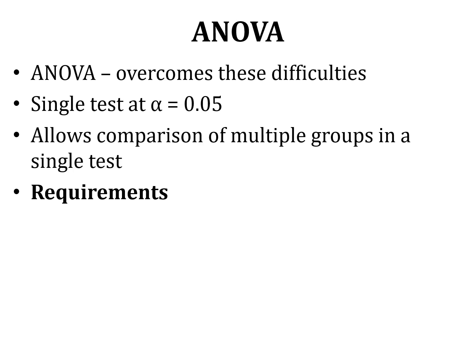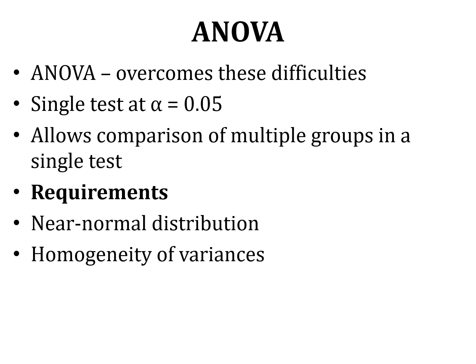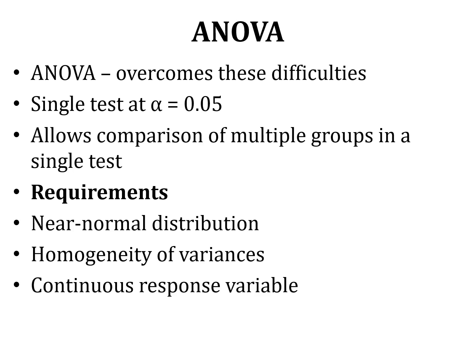Now, what are the requirements of ANOVA? The observations should have a near normal distribution. There should be homogeneity of variances, because if we are comparing the population means, then the population variances should be homogeneous. And there should be a continuous response variable. It means that the variable for which we are testing should be a continuous variable which is measured on the ratio or the interval scale, right? So it should be a continuous variable.